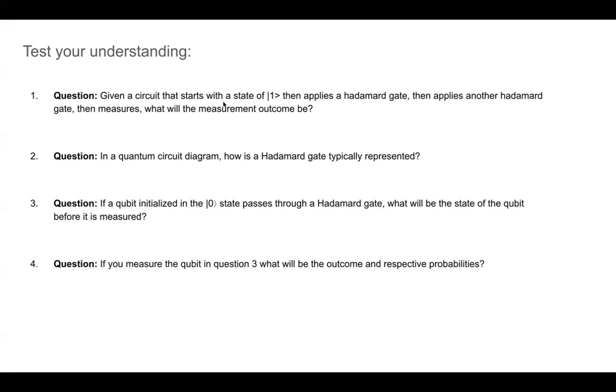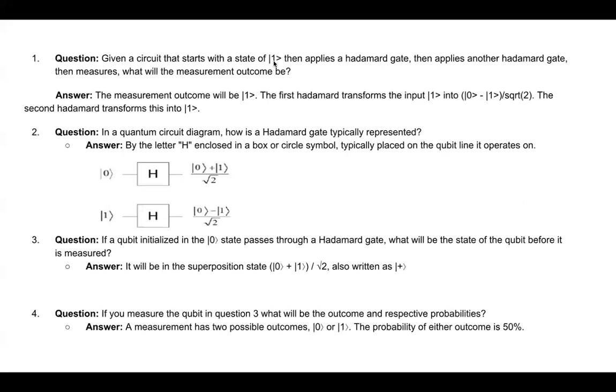Given a circuit that starts with a state of 1, you apply a Hadamard gate to it, and then apply another Hadamard gate. Which means you are reversing, so it will go back to its original state. In the first phase, when the qubit is 1 and you apply the Hadamard gate, it will be in a superposition. You apply it again, and it will come back to its original state, which is 1. That is its ability to reverse.